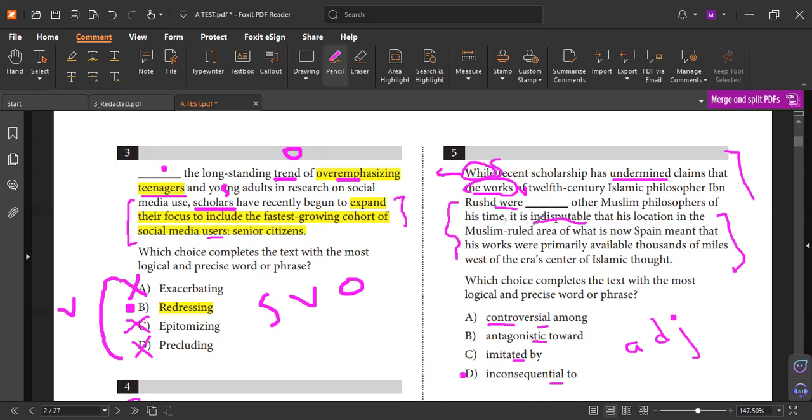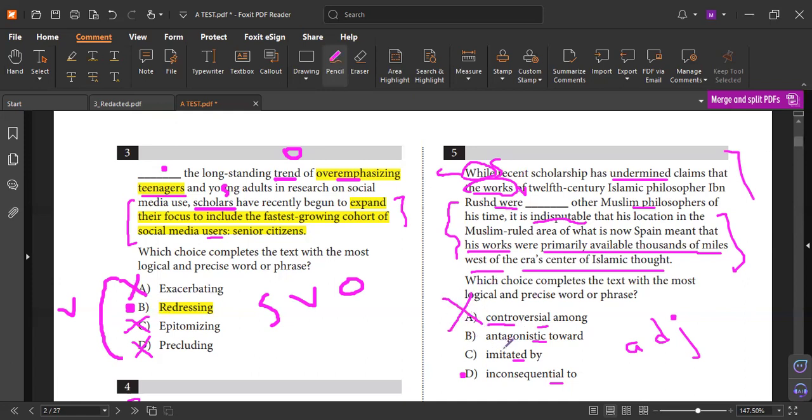It's correct. It's true. That what his location in the Muslim ruled area of what is now Spain meant that his works were primarily available thousands of miles west of Iran's center of Islamic thought. That just means it was too far between his location and the other Muslim philosophers. That just means they don't know each other, or the Muslim philosophers are not affected by his works, or there is no connection between them, no more interaction. But we don't have any information to say that they disagree or argue about the works, so he's wrong.